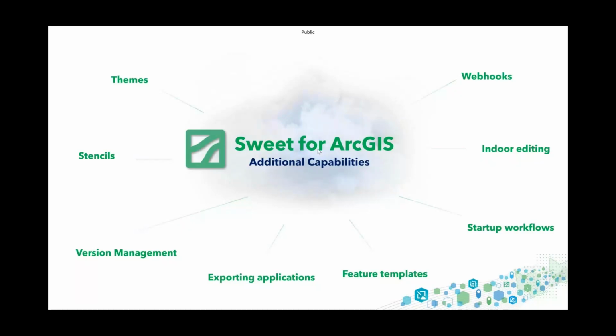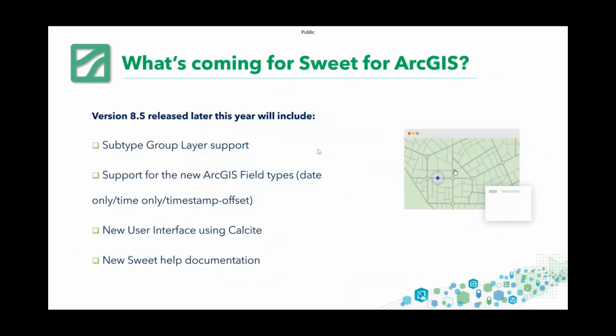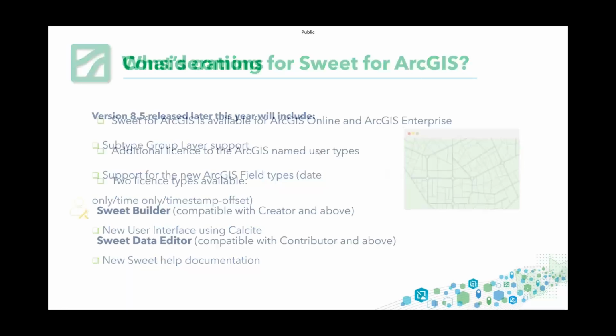Some other features of Suite we have not had time to cover today include, but extend beyond, webhooks, startup workflows, feature templates, version management, and exporting applications. And looking to the horizon, we have some really exciting new additions coming to Suite version 8.5 later this year, which includes subtype group layer support for the new ArcGIS field types, a new user interface using Calcite, and new Suite help documentation.